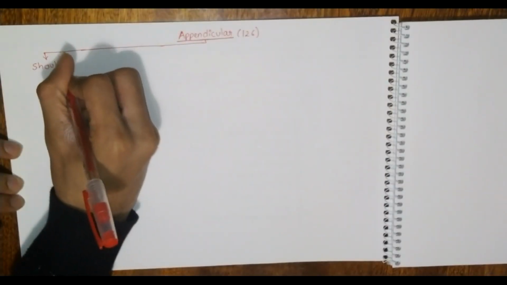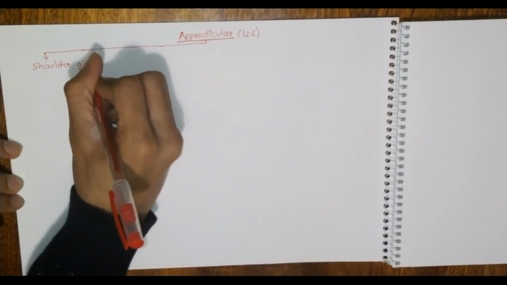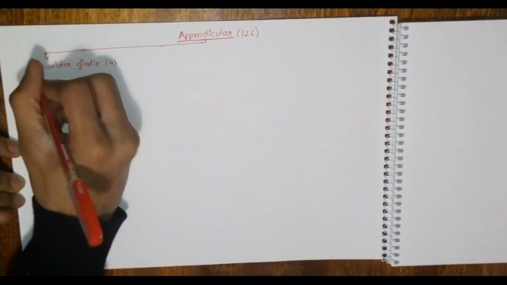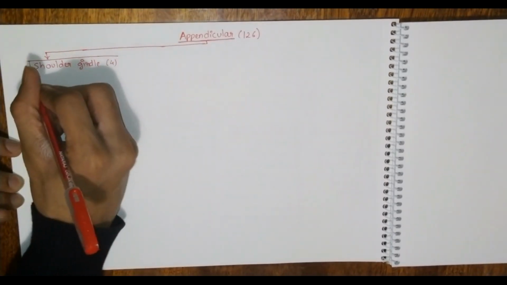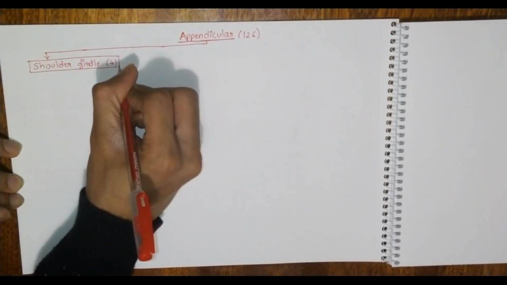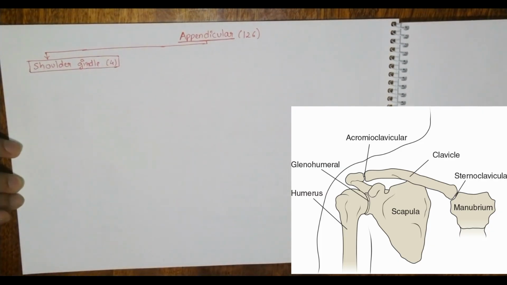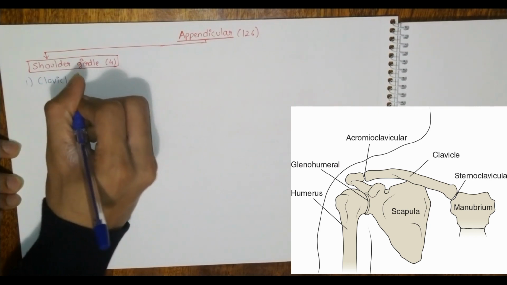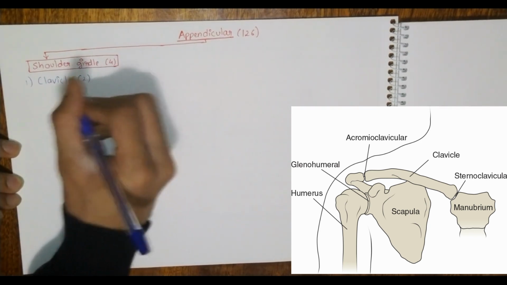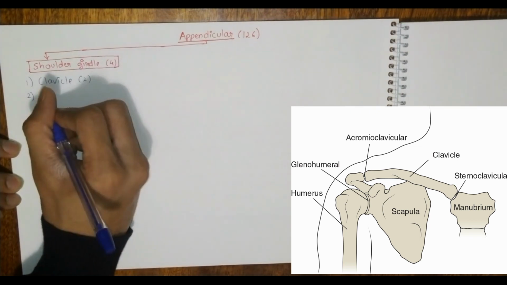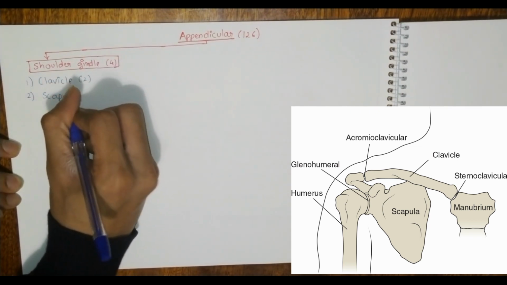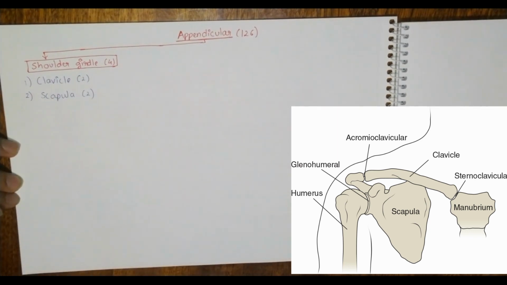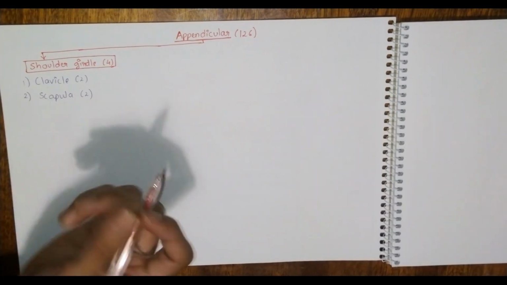Shoulder girdle. Now there are total 4 bones in shoulder girdle. First is clavicle. There are 2 clavicles, and the second one is scapula. There are 2 scapula. Now this comes with the shoulder girdle.